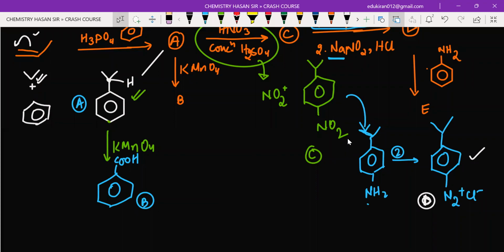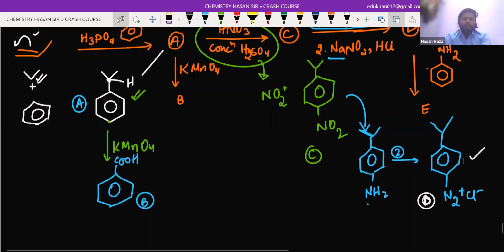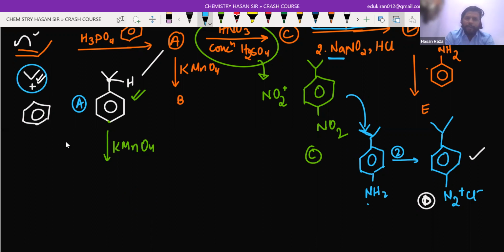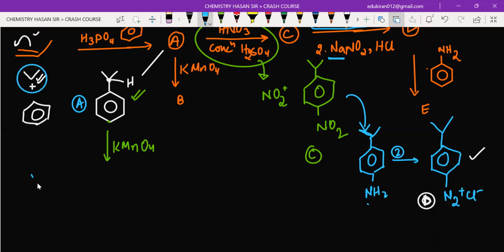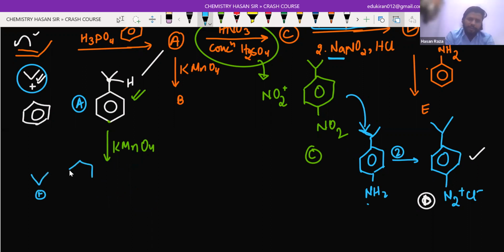Done, sir. Okay. So, you were talking about A, so I'm going to explain it here. I'm going to erase this. So you can see there is formation of carbocation here. See what will happen. There is formation of carbocation here and there is benzene. There is a negative charge. And you know that benzene has every carbon with one hydrogen.